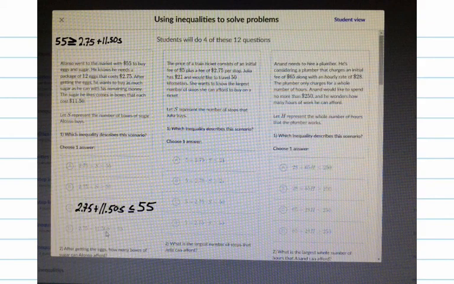Let's try one more. The price of a train ticket costs an initial fee of $5 plus $2.75 per stop. Again, the per is like a buzzword for multiplication. Julia has $21 and would like to travel 50 kilometers. She wants to know the largest number of stops she can afford to buy on a ticket. So whatever she spends, the $21 is hopefully greater than or equal to what she spends.